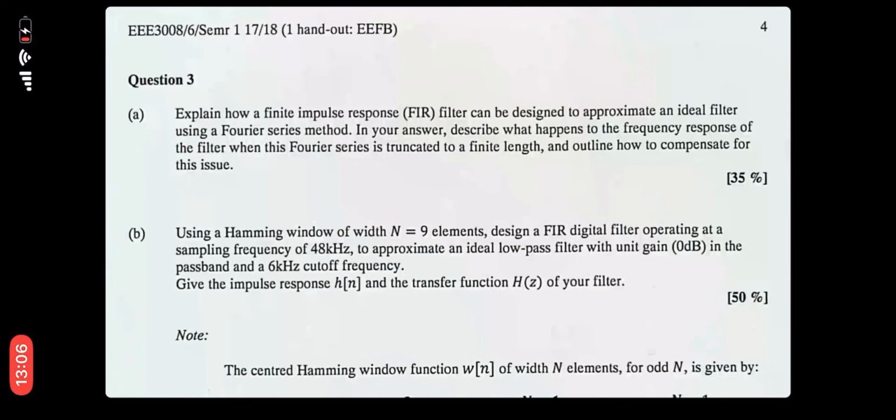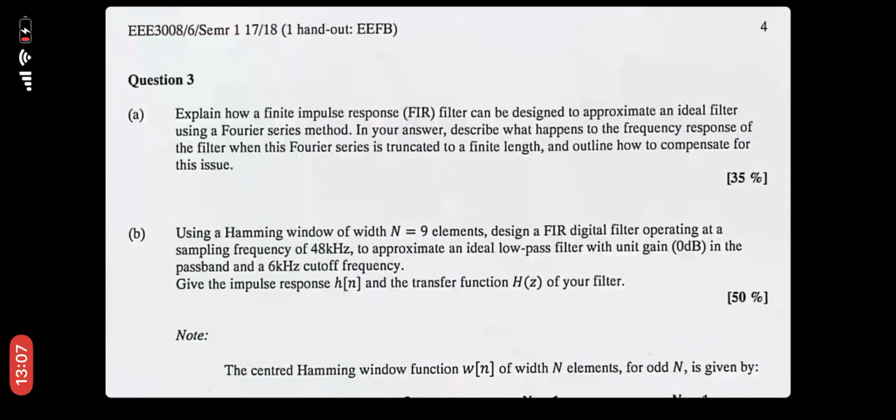Explain how a finite impulse response filter can be designed to approximate an ideal filter using a Fourier series method. In your answer, describe what happens to the frequency response of the filter when the Fourier series is truncated to finite length and outline how to compensate for this issue. So there are three parts to the question, really. First one, about designing the filter from the ideal filter using a Fourier series method.